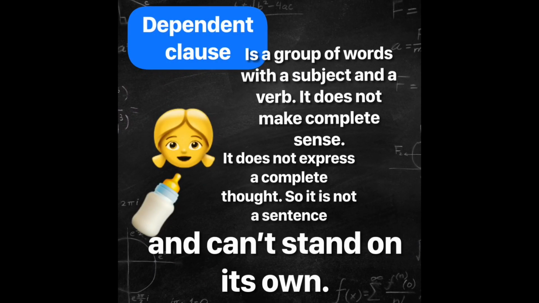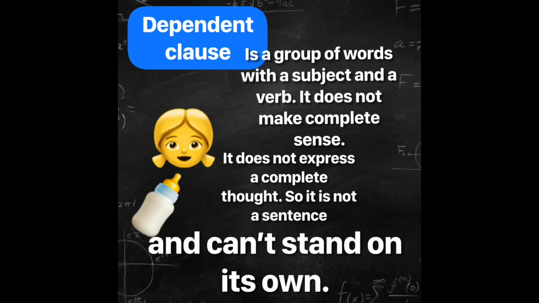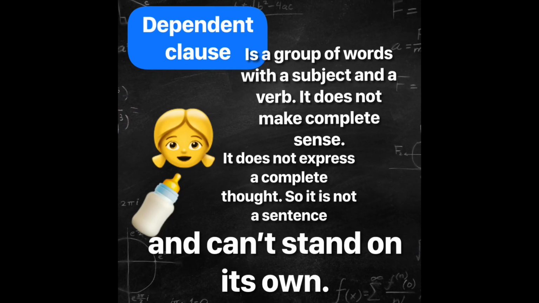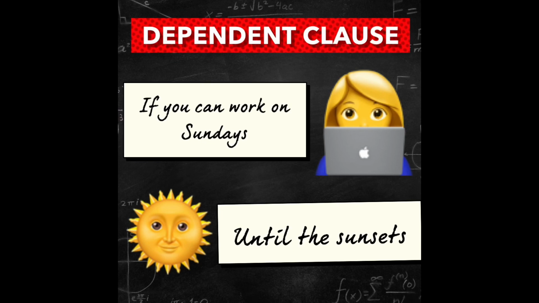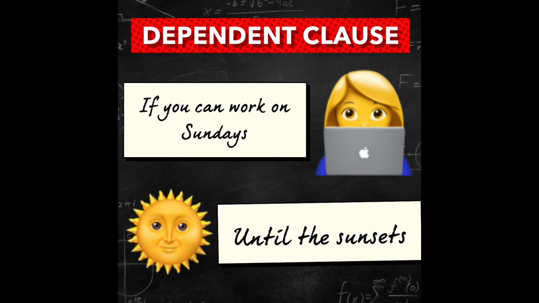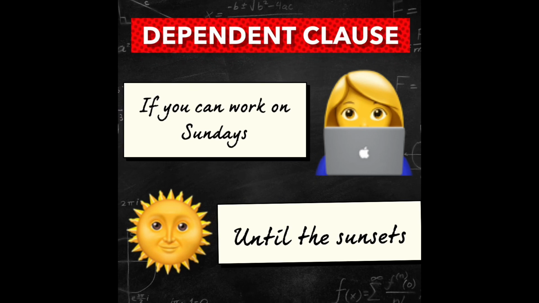Dependent clause is a group of words with a subject and a verb. It does not make complete sense. It does not express a complete thought. So it is not a sentence and can't stand on its own. Few examples of dependent clause: if you can work on Sundays, until the sun sets. As you can see in these sentences, they don't make complete meaning and they can't stand on their own.